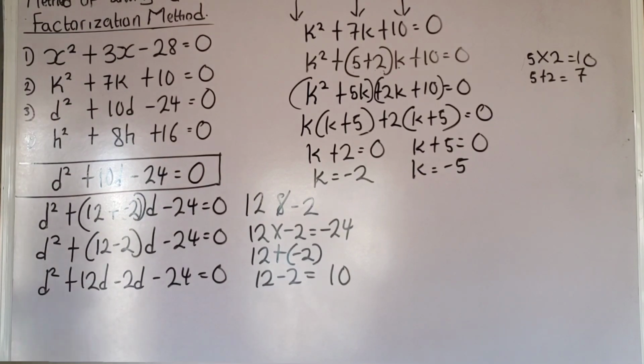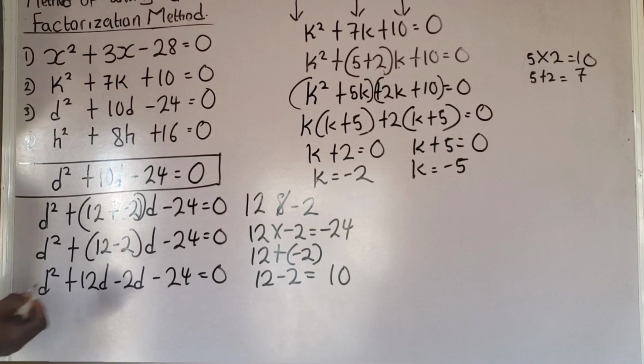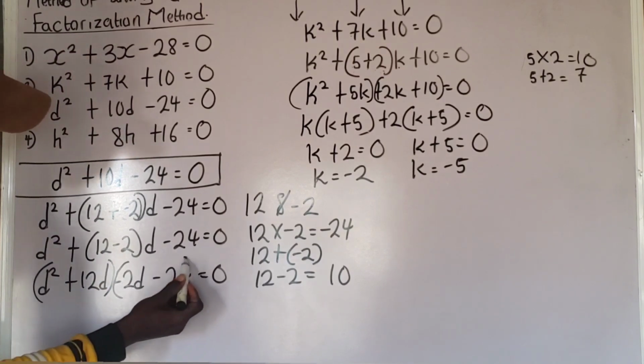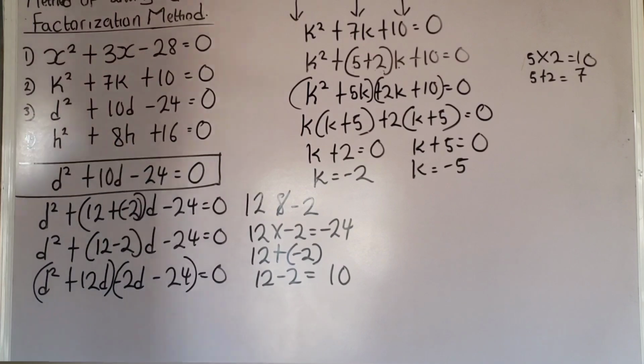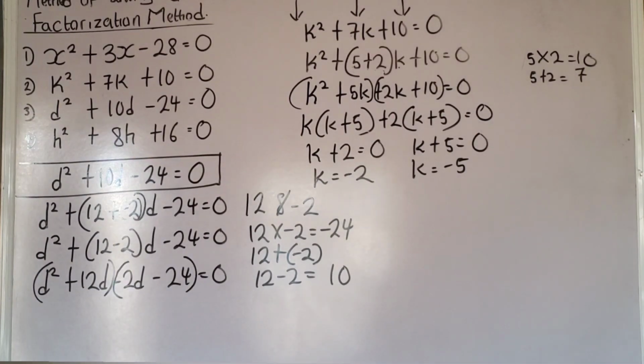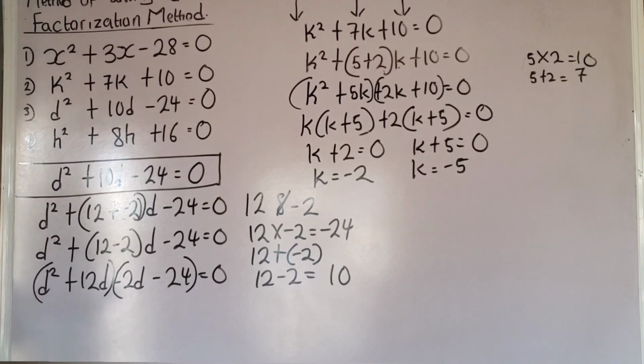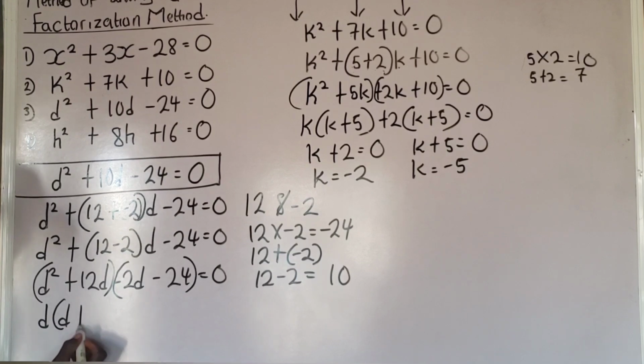You understand? Okay. Now the next step is that, please pay attention, I'm going to separate this equation into two. The first part will be this place, and the second part is this. You understand? Like we did in the previous question. So here I'm going to factorize. What is common to d squared and 12d? The common factor among d squared and 12d is what? d into bracket d plus 12.